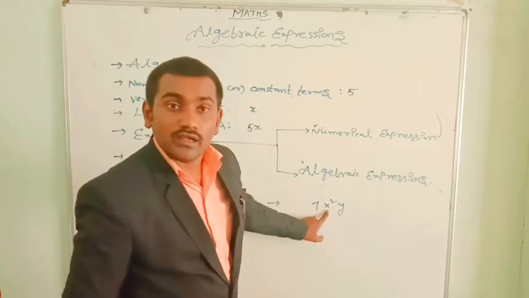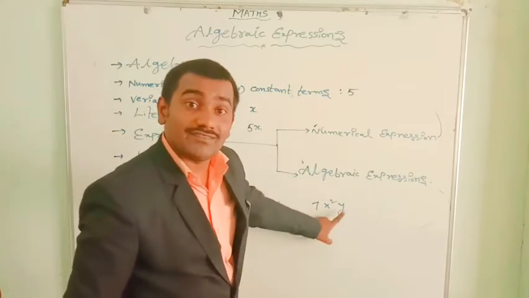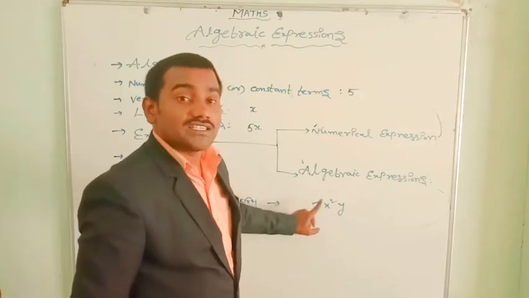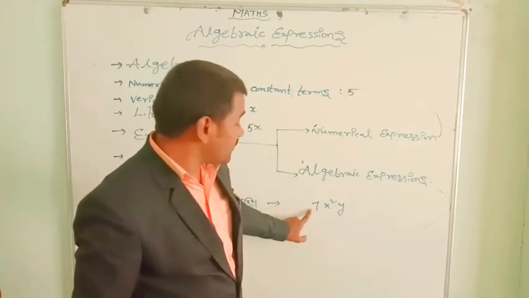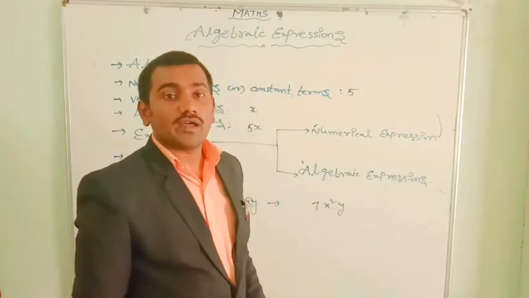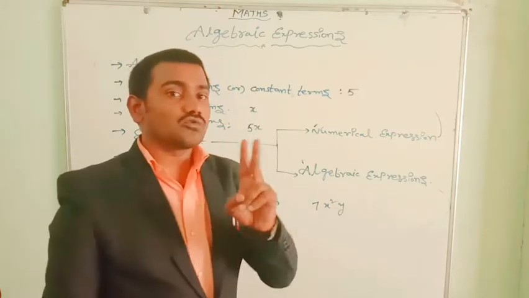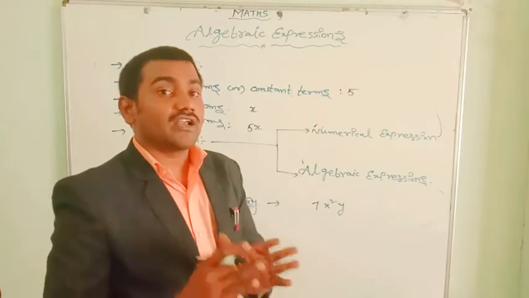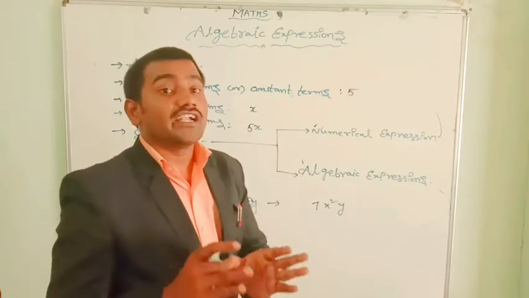7x square. What is the x square coefficient? 7y. What is 7? A coefficient. What is the 7 coefficient? X square y. Actually, these coefficients are of two types. One is the numerical coefficient. The next one is the literal coefficient.